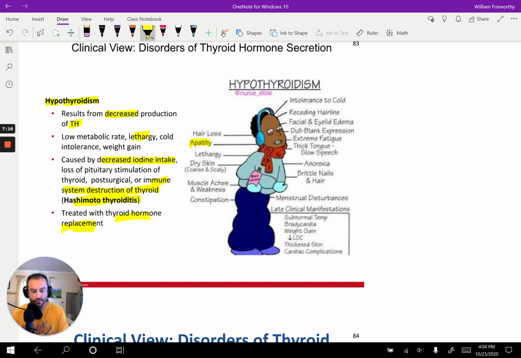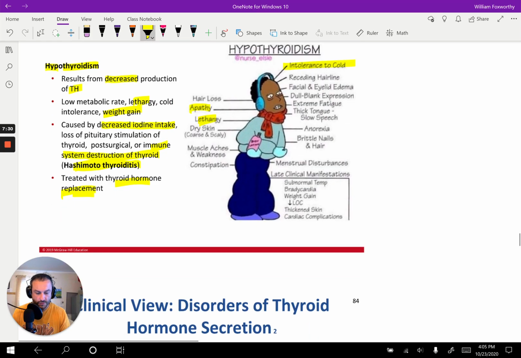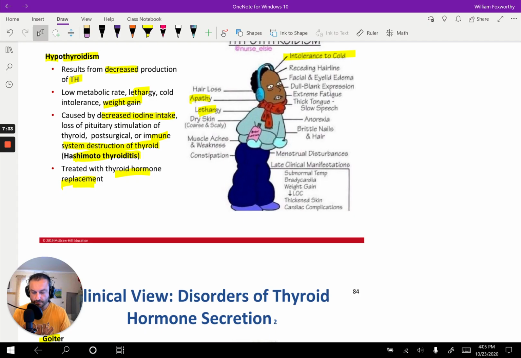So going along with this, you have, as I said already, lethargy, cold intolerance, and oftentimes weight gain as well, low metabolic rate, and just kind of feeling slow.